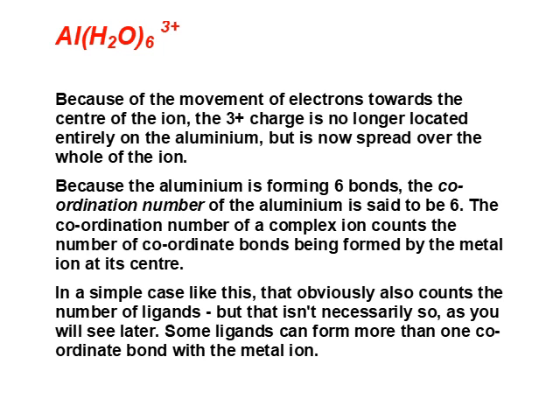Now, because of the movement of electrons towards the center of the ion, the 3+ charge is no longer located entirely on the aluminium, but is now spread over the whole of the ion. Because the aluminium is forming 6 bonds, the coordination number of the aluminium is said to be 6. The coordination number of a complex ion counts the number of coordinate bonds being formed by the metal ion at its center. In a simple case like this, that obviously also counts the number of ligands, but that is not necessarily so, as you will see later. Some ligands can form more than one coordinate bond with the metal ion.